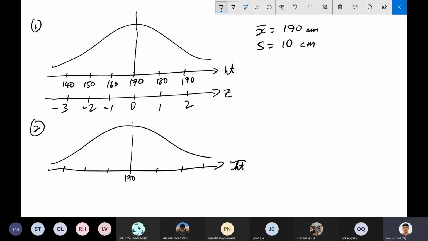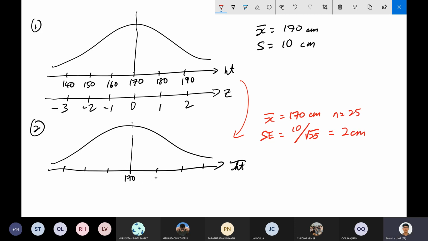When you convert it to this step, the height, the average remains the same. But the standard deviation, which is here called the standard error, you need the sample size. So the sample size, just now we have 25. It's actually 10 divided by square root of 25, which is then 2 centimeter.